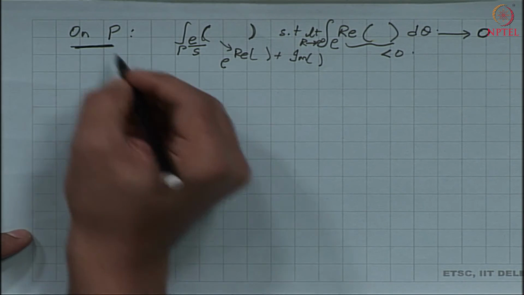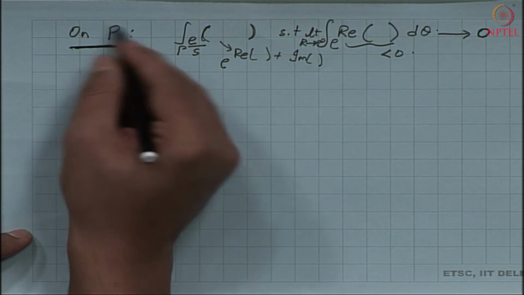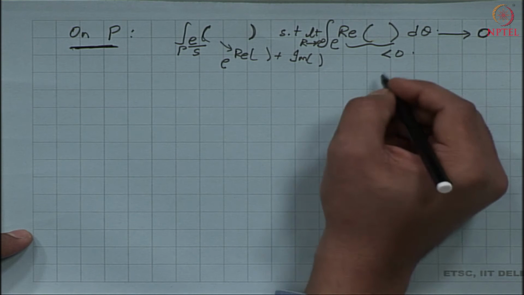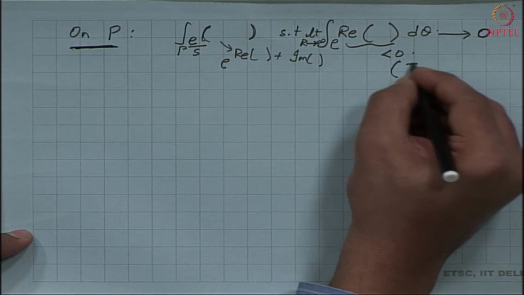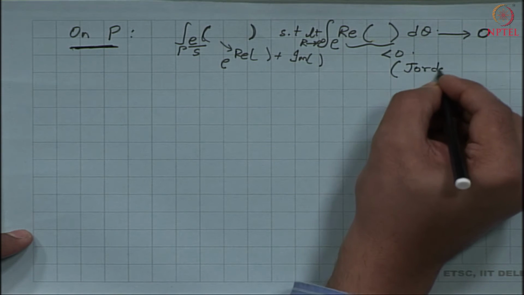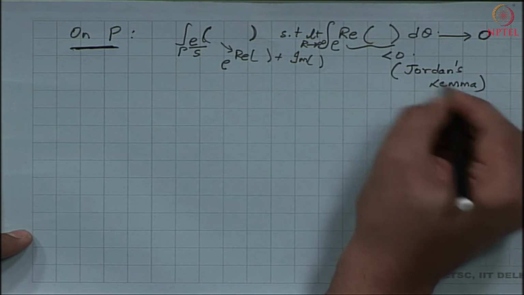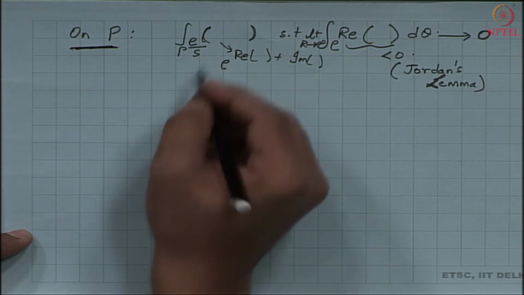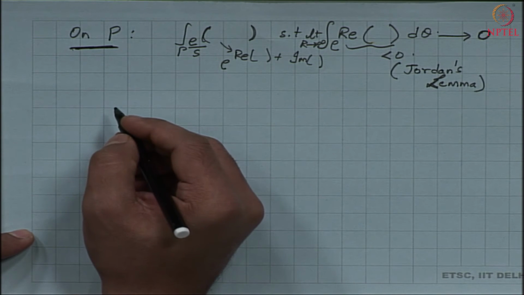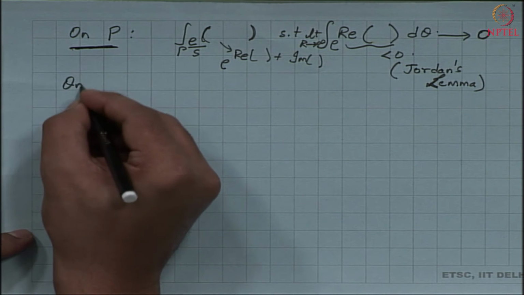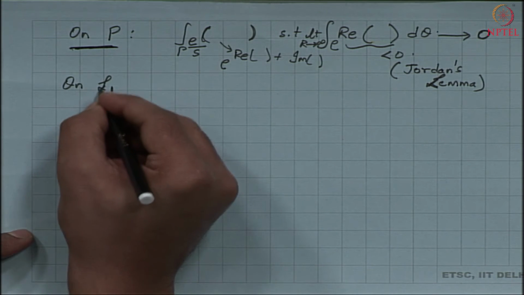So, in short, the integral over this curve gamma can be shown to be 0, and again this is via the direct application of Jordan's lemma, where we see that over the curved part this is 0. Now let us look at the integral over the line L1.